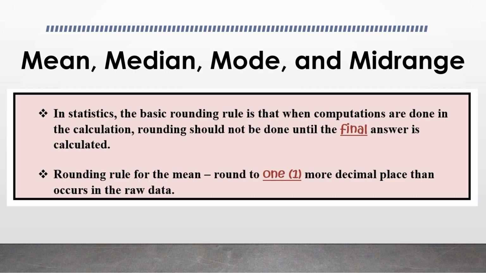Mean, median, mode, and mid-range. In statistics, the basic rounding rule is that when computations are done in the calculation, rounding should not be done until the final answer is calculated. Rounding rule for the mean, which is also for the other measures of central tendency: round to one more decimal place than occurs in the raw data.